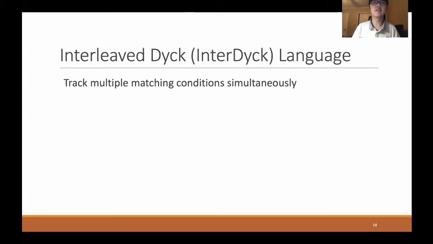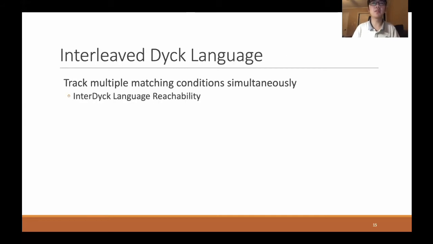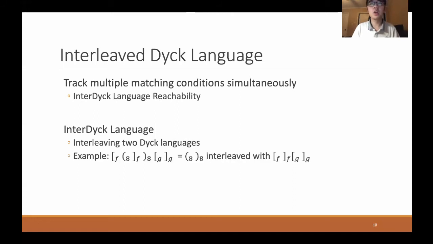When we want to track these two matching conditions simultaneously, the problem becomes an interleaved Dyck reachability problem. We call it InterDyck reachability. In the InterDyck language, a word is an interleaving of multiple Dyck words. For example, this word is an InterDyck word because it is interleaved by these two Dyck words.